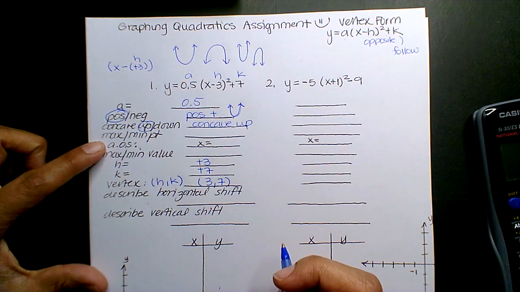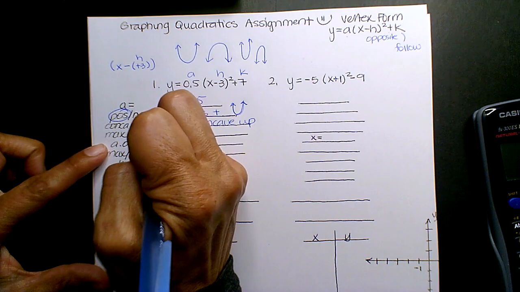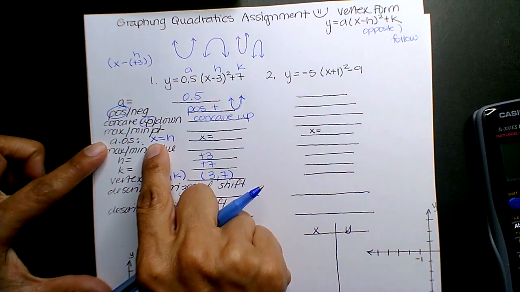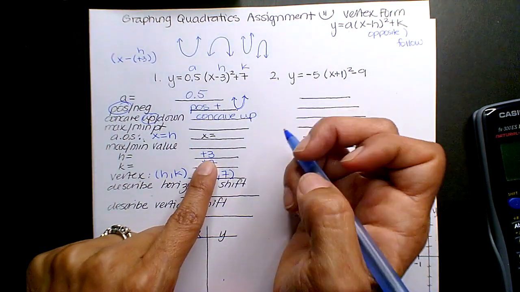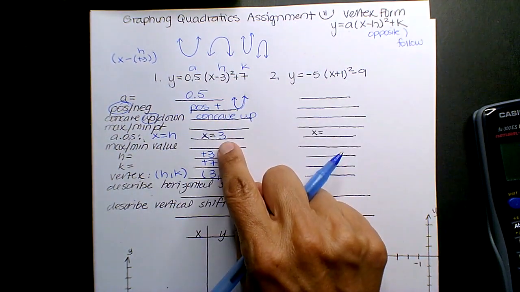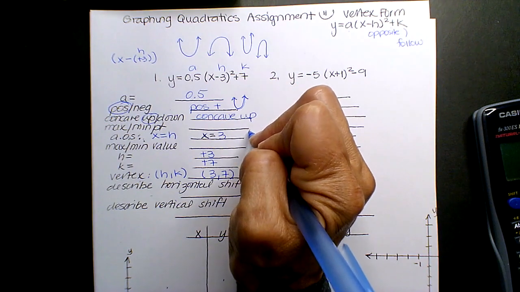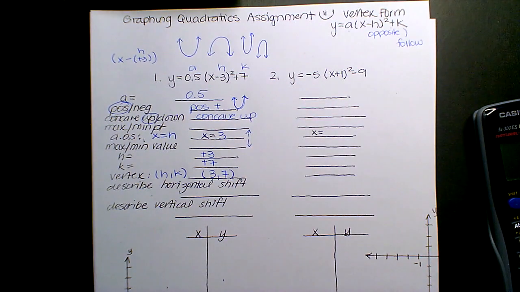Okay, your axis of symmetry, I'll eventually label everything, and you'll get a better view of it. The axis of symmetry is always the h value, and it's a vertical dashed line, which I'll graph. So if my h value is 3, it's x equals 3. Don't just put a 3 there, it's x equals 3 because it is a vertical line. So it's going to be eventually a vertical line that goes up and down.